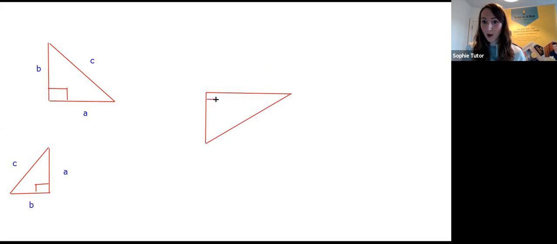Okay, what about this triangle? We've just drawn in our right angle in the corner, and a right angle, remember, is 90 degrees. So let's have a go at labelling it now. Feel free to pause this webinar and label them A, B, and C.